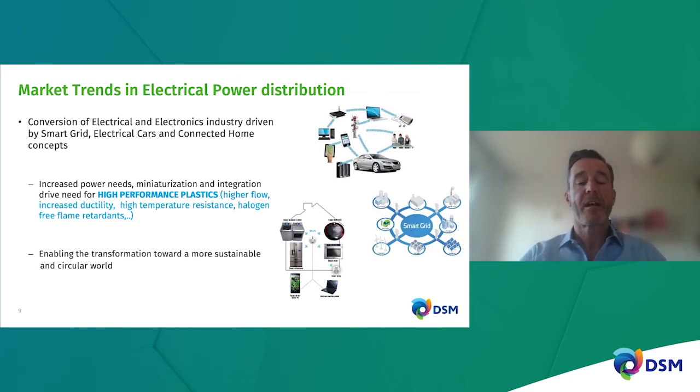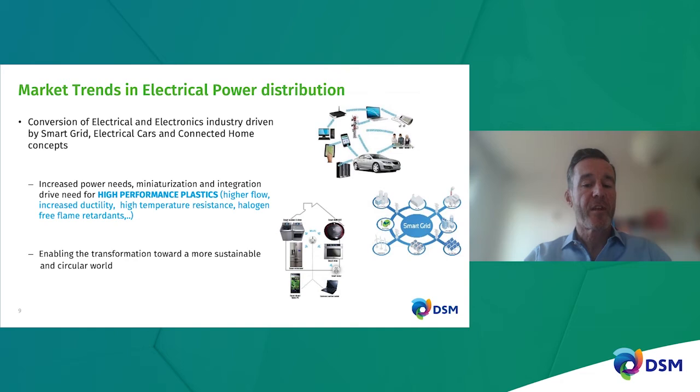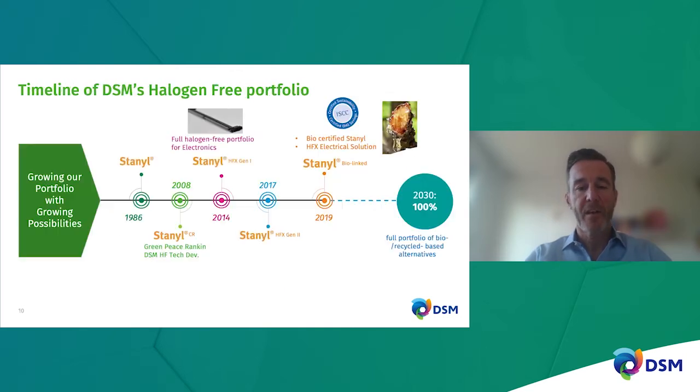The properties that are then important to ensure proper operation and to achieve all the functionalities are, for instance, higher flow, increased ductility, high temperature resistance, also high thermomechanics, and halogen-free flame retardant. And of course, because we all want to work towards a more circular world, the usage of sustainable materials is a big plus. Now, if we look at all the requirements for these new high-performance plastics, we see that Stanyl can be positioned in this field very well.